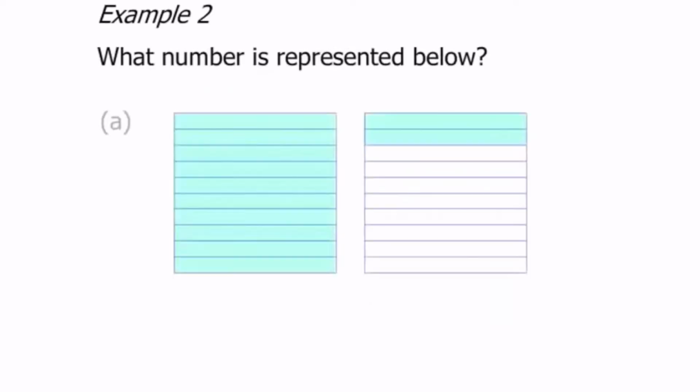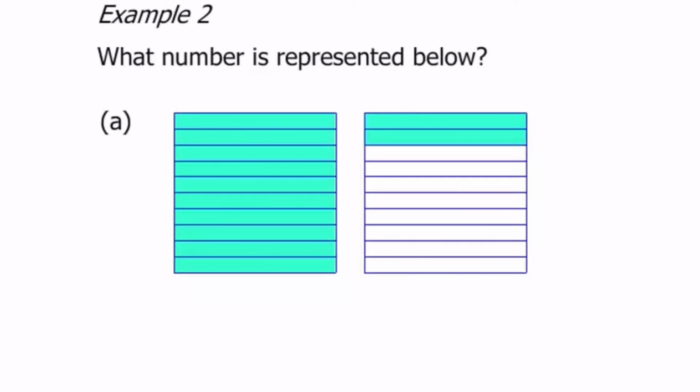Example 2 now. What number is represented below? Well, we can see that first part that the whole lot is shaded in. We say that's 1. Then we've got 1, 2 parts out of 10. That's 2 tenths. So we've got 1 and 2 tenths. And we can write that in decimal form as 1.2.